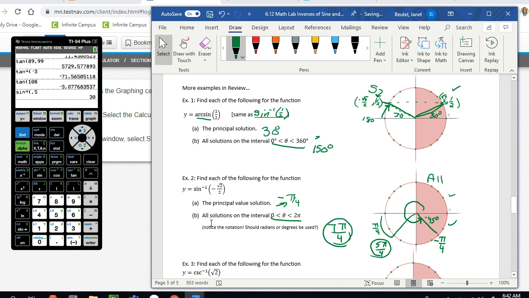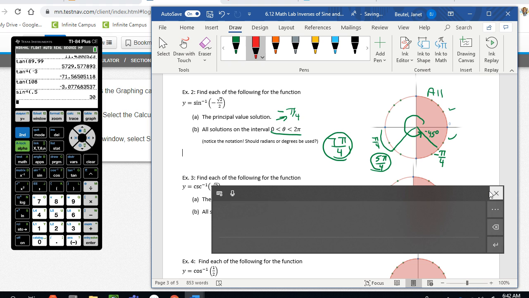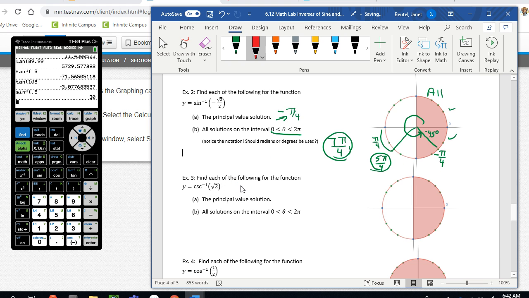All right, be careful. Number 3, cosecant. I'm going to tell you how to do this. The coolest way to do this is if you can remember that cosecant is equal to 1 over sine, that means if I flip this, it's the same as sine inverse of 1 over square root 2.